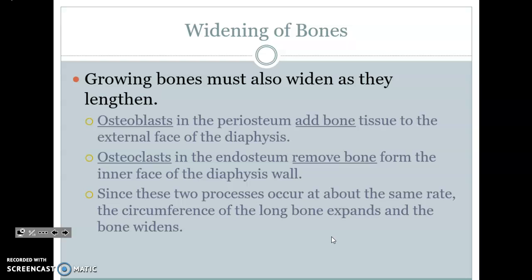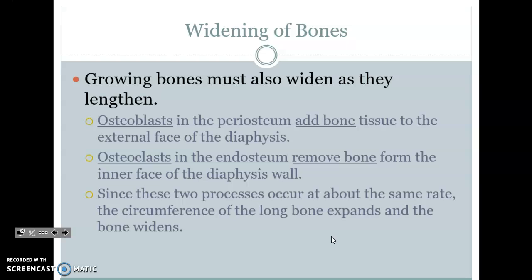So there's different cells that are involved in the whole growing process of your bone. So you have osteoblasts and osteoclasts. Osteoblasts are designed to make more bone. So I always say blasts build bone. So BB, blasts build in the periosteum, which is the outside part of the bone. They add more bone to it, and they're building more diaphysis, which remember is the middle part of the bone.